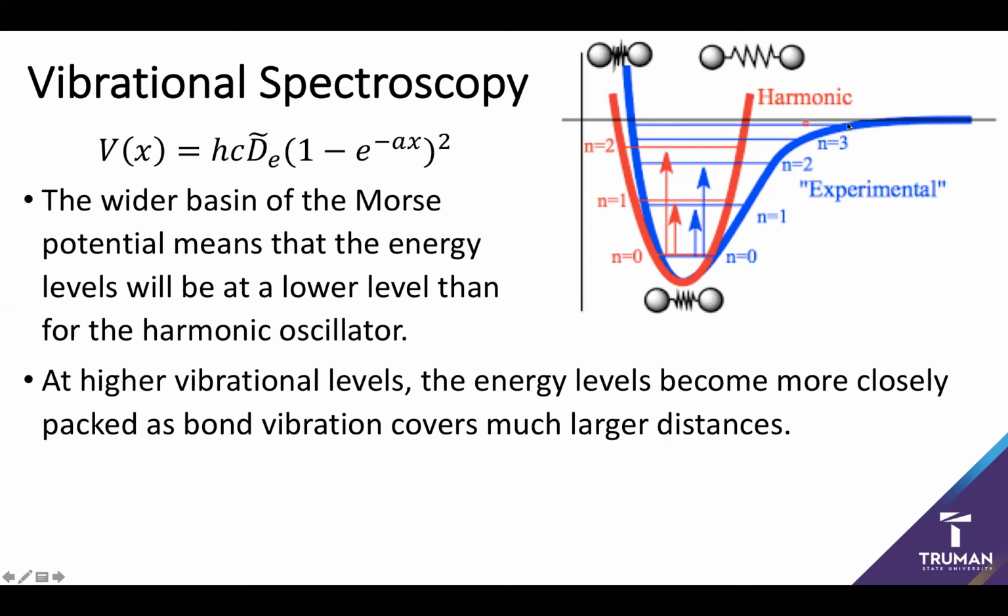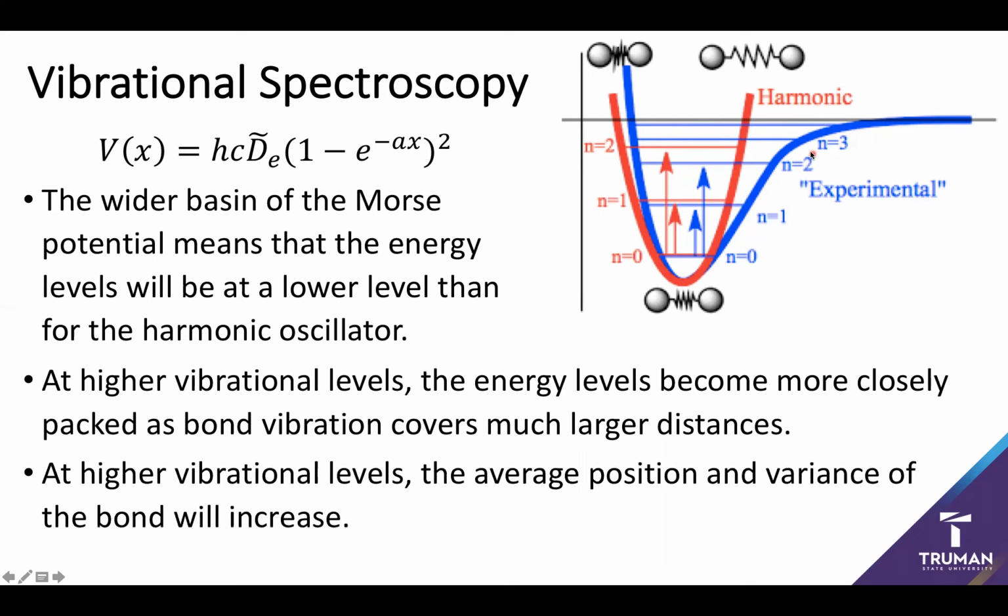The vibrations are now covering a much larger variance and a much larger distance than we typically expect from a harmonic potential. And again, as we go to these higher levels, not only are we having this larger variance as I'm covering more distance in a real Morse potential system, but you're also going to notice that the center of that vibration tends to move out and out. And this is actually a key feature.